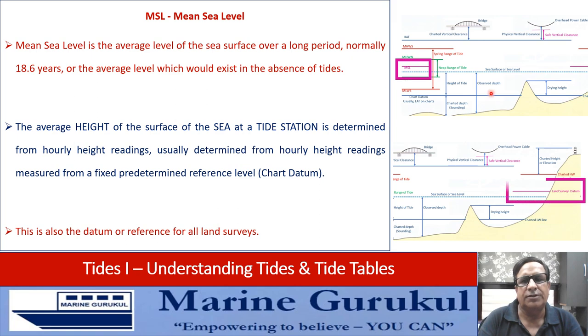So for all land surveys, this mean sea level is the reference. So it is the land survey datum as well. If you remember those big yellow boards at any of the railway stations, at the beginning and end of the platform, under the name of the railway station, you will find height above sea level for that particular station. And that height above sea level is with respect to MSL, or the mean sea level.